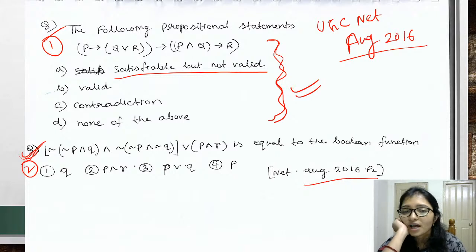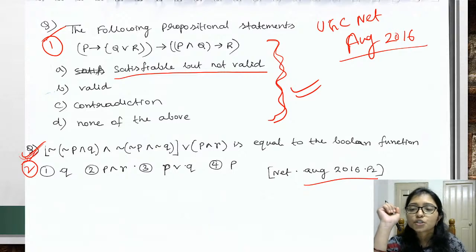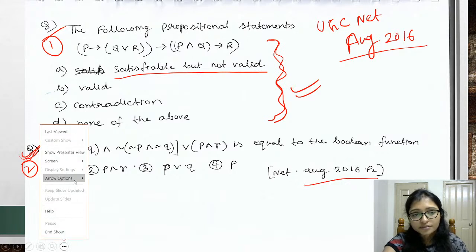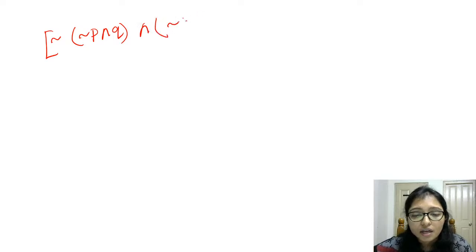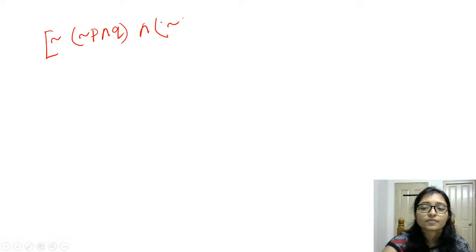What happened, everyone? Shall I show how to solve? How to solve? What was the question? Apply your knowledge. Whatever knowledge you have, try to apply. Not P and Q. After that it was and, not, and was there, sorry.